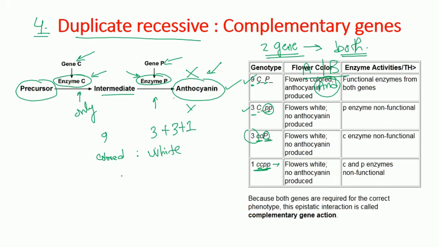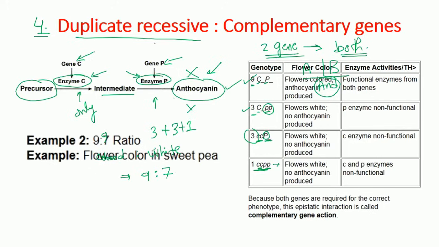So now if we add this ratio, it will be 9:7, and that is the ratio of duplicate recessive epistasis. We have a ratio of 9:7, and we call these two genes complementary genes, because gene C and gene P work in a complementary fashion to give us a product, that is anthocyanin here. So if C is not present or P is not present, we are not going to get the color.